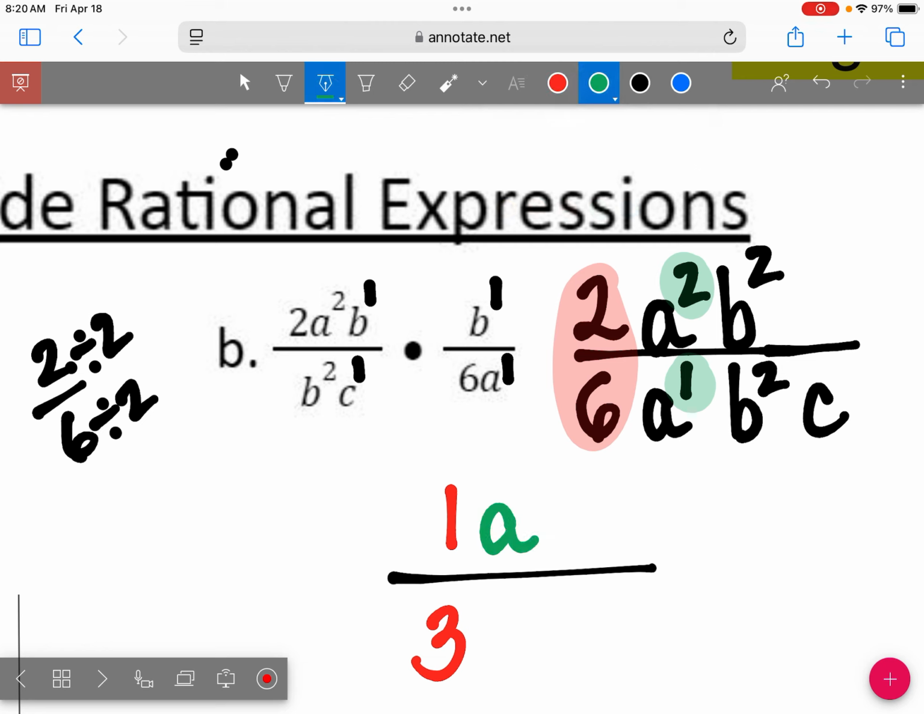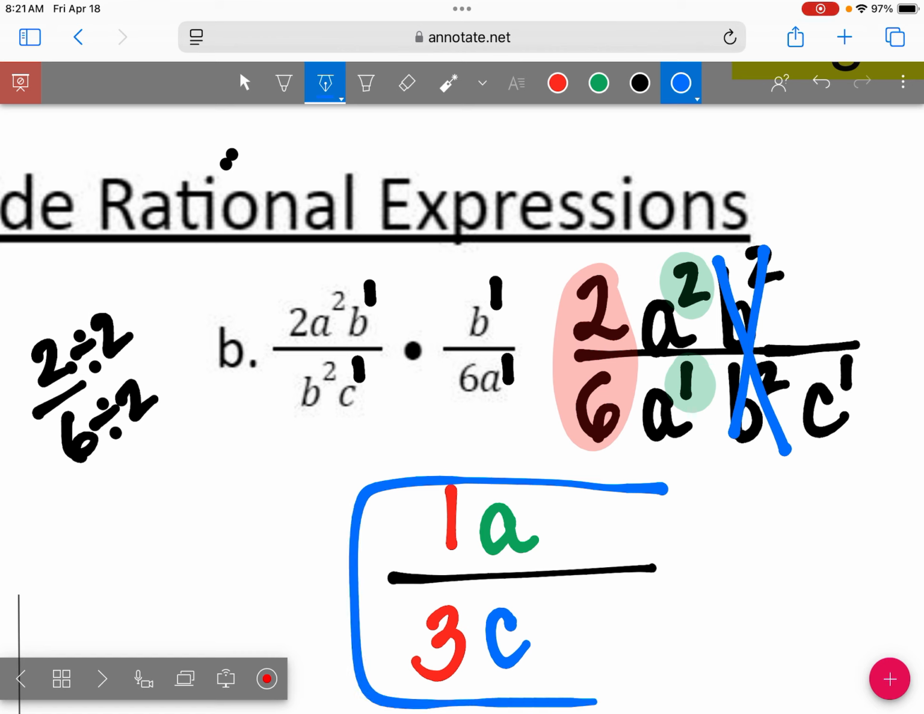With our B's, we have 2 and 2. What is 2 minus 2? 2 minus 2 is 0, so that just cancels out. We don't have any of those. And then I have 1 C at the bottom, and that 1 C is going to stay. And that would be your final answer.